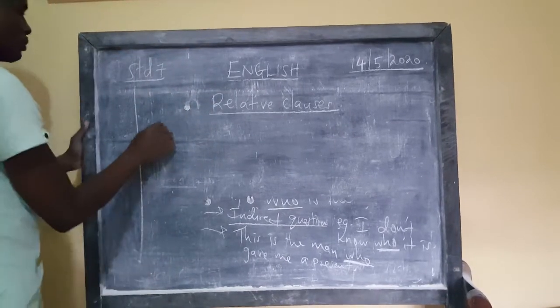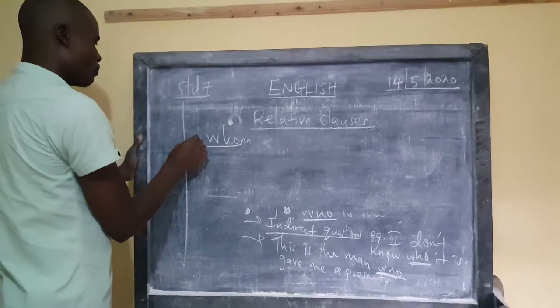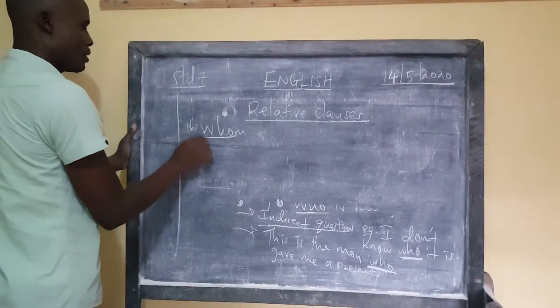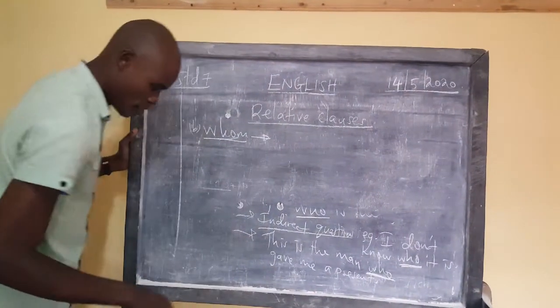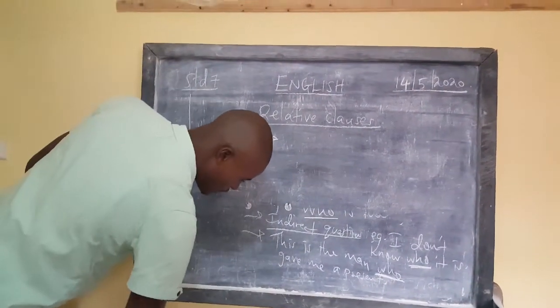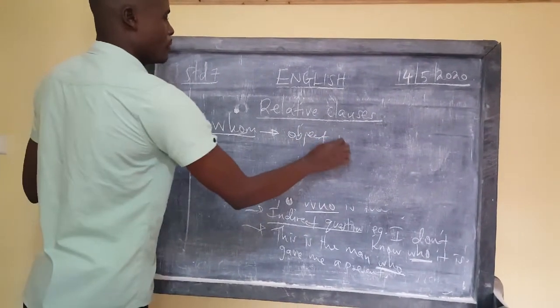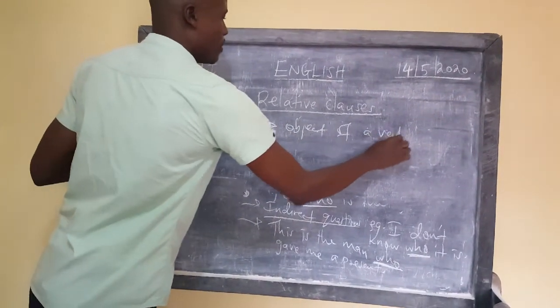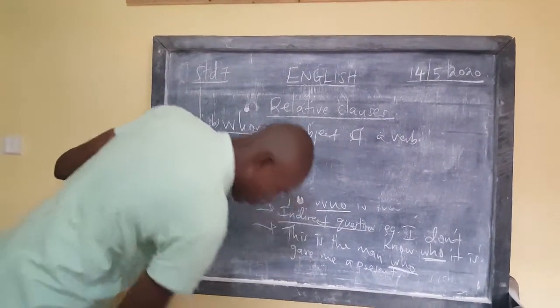Let's go to our Roman two, that is whom. How do we use whom? The use of whom is one that confuses my pupils most. So whom is used as an object of a verb. For example, this is the man whom you helped.